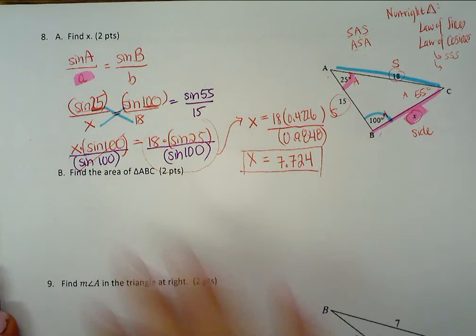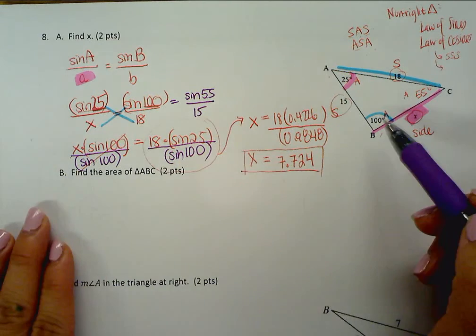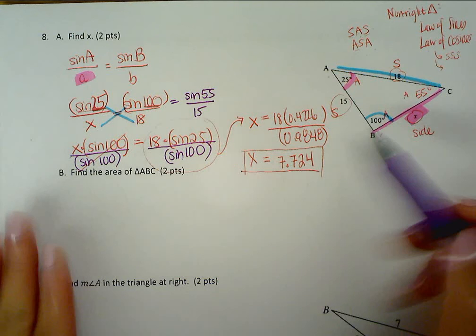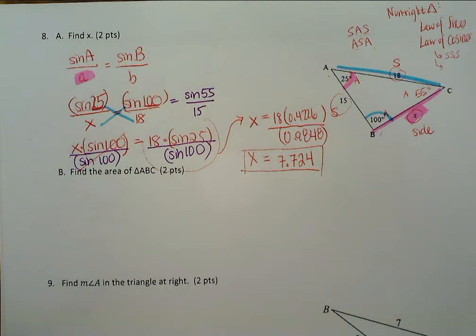Now, if you didn't get A, it was pretty hard for you to get B, because B asked you to find the area of this triangle. Tell me what you are thinking when I ask you to find the area of a triangle. Normally the area of a triangle is 1/2 base times height, but why can't I use that on this? It's not a right triangle, not perpendicular, so I have to use the other formula.